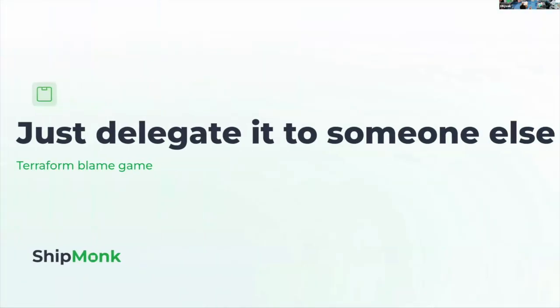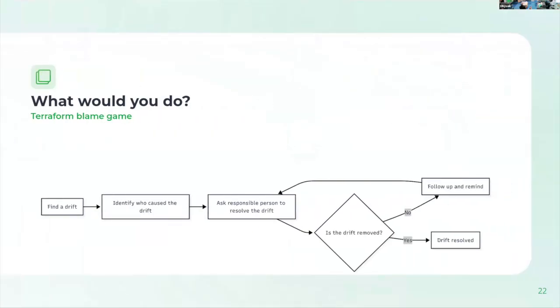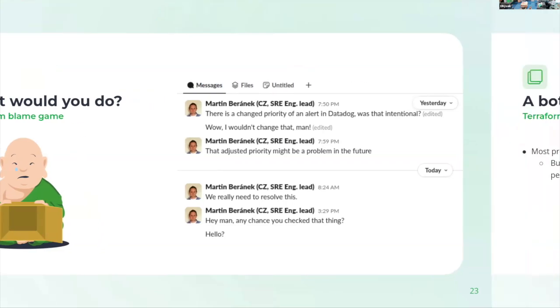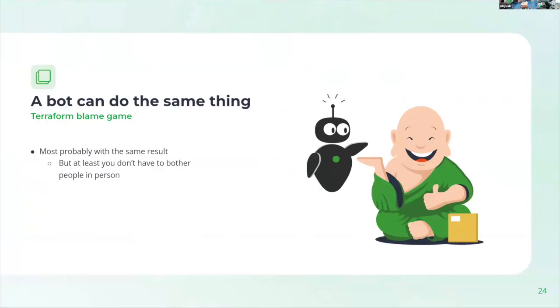So you think, hey, I have to ask somebody. Why should you do it personally? It can get kind of ugly. It's like: find a drift, identify who caused it, ask a person to fix it, and so on. Like from Slack: hey, the priority got changed. Could you tell me what's going to happen? Should we fix it? Asking multiple days in a row, nothing happens. That's typical, especially for employees who got relieved or something.